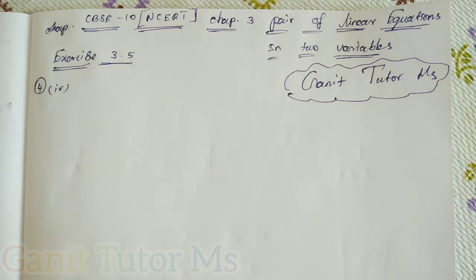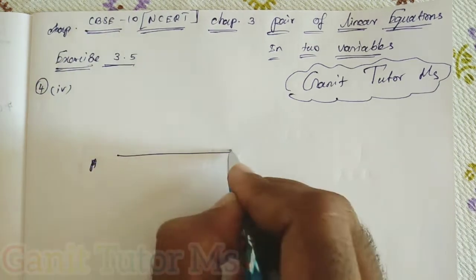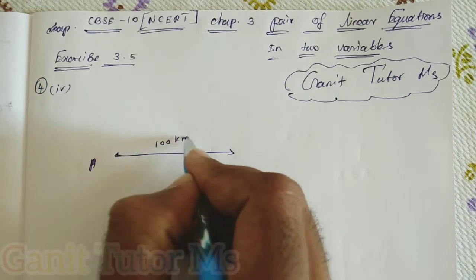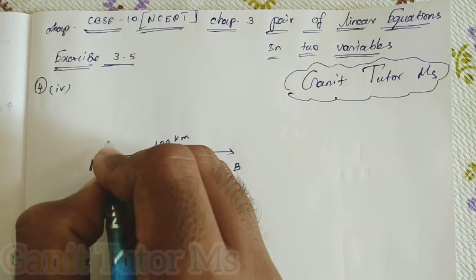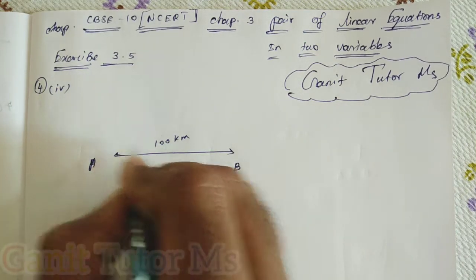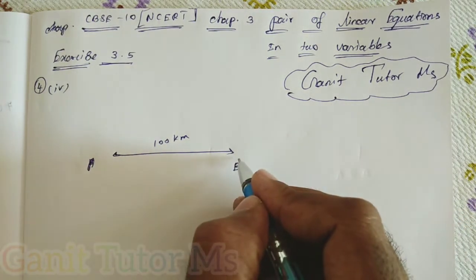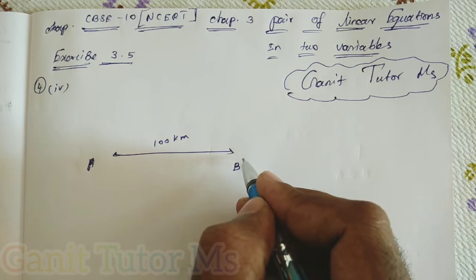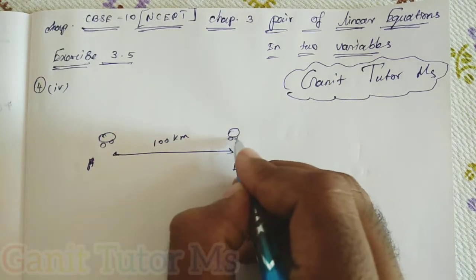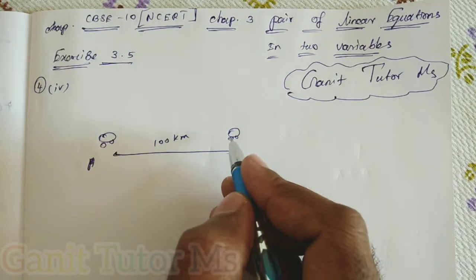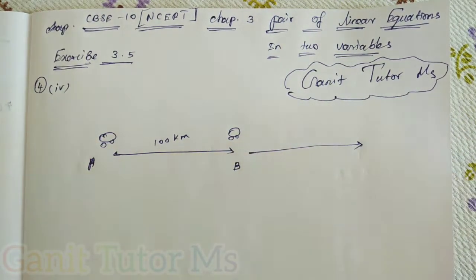Actually, what they given in this problem: places A and B are 100 kilometers apart on the highway. So we can consider place A here, and after the 100 kilometers, that is place B. Next, one car starts from A, so we can name the car A, and another car B starts at the same time from place B. The cars travel in the same direction at different speeds, maybe towards left or towards right. Here I just consider towards right side.